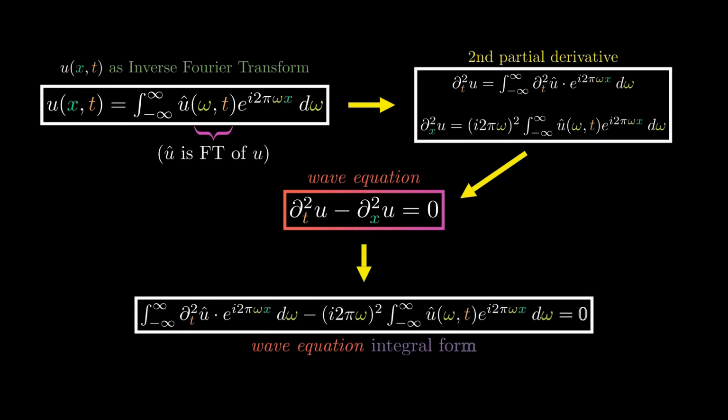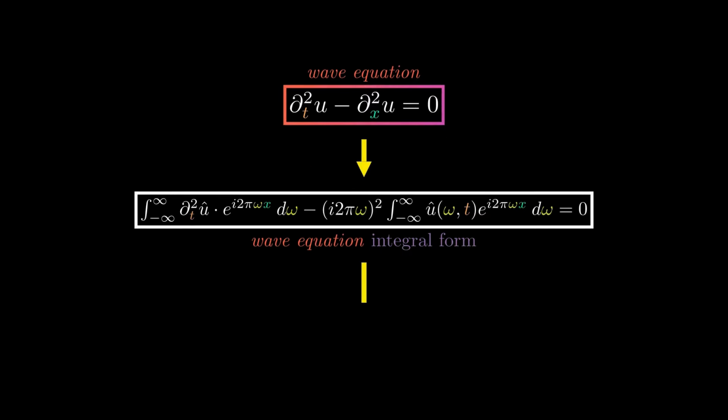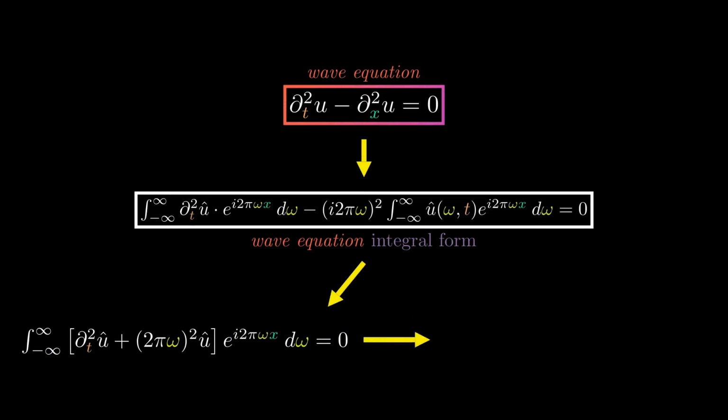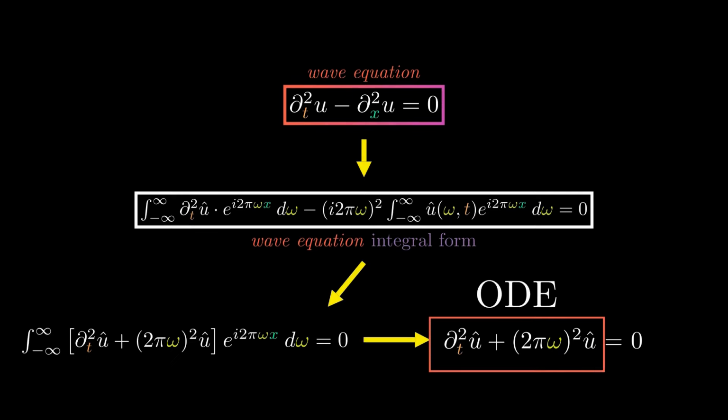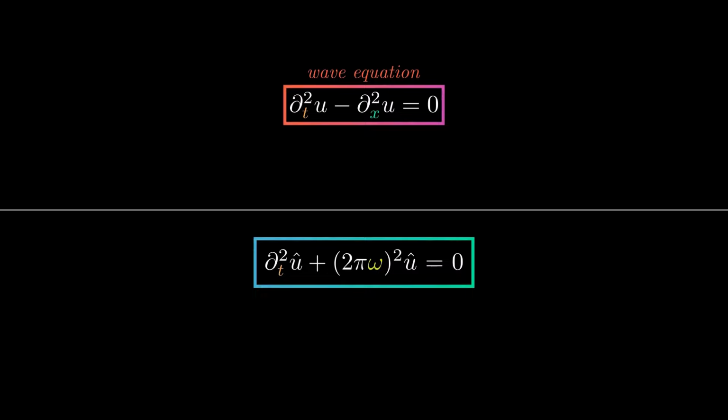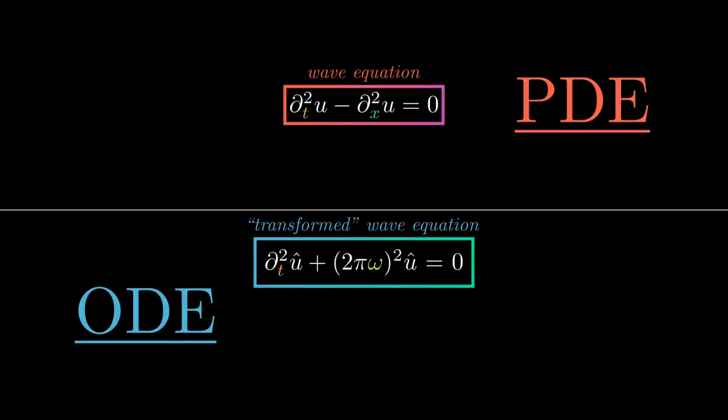This is the transformed wave equation. It is in integral form. We can simplify further to get this nice form. Notice that this equation is solved if we extract the integrand and this equation equals 0 is solved. If we assume omega is constant, then this is just an ordinary differential equation on the variable t. We have this new equation, and this transformed wave equation is much simpler and easier to deal with than the original wave equation.